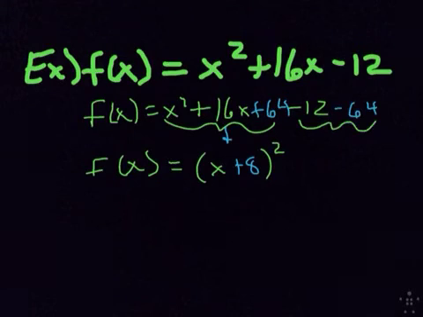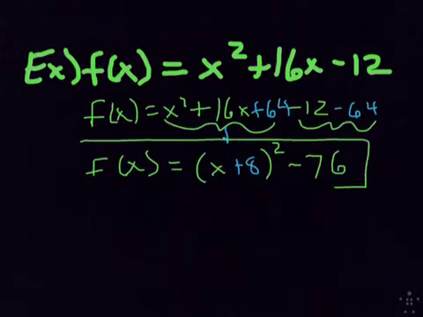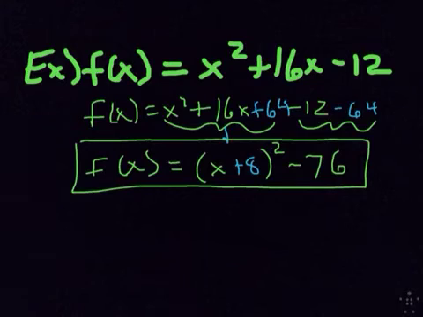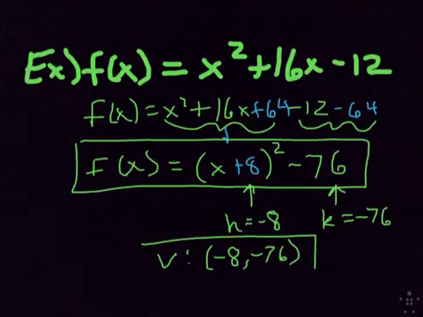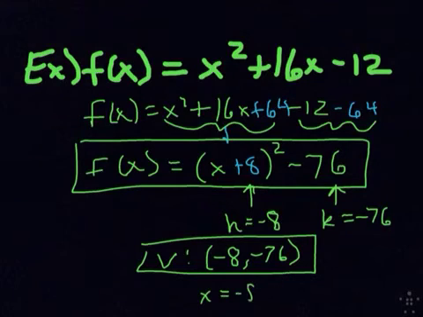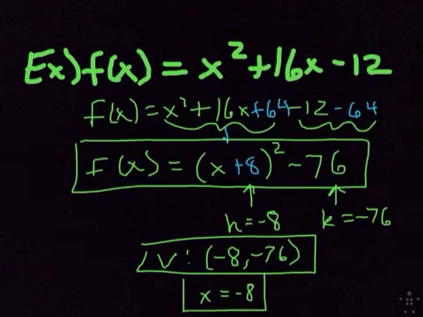And then over here, I can take that to be negative 76 for part of vertex form. Now, inner invert, so h is negative 8. Outer original, k is negative 76. So the vertex is negative 8 comma negative 76. And so the equation for the axis of symmetry is x equals the x-coordinate of the vertex, x equals negative 8. In this example, the leading coefficient was 1.